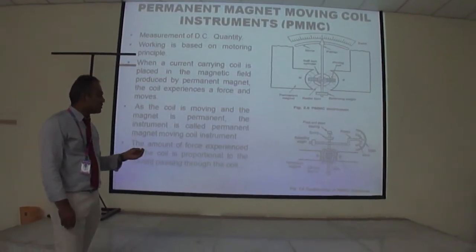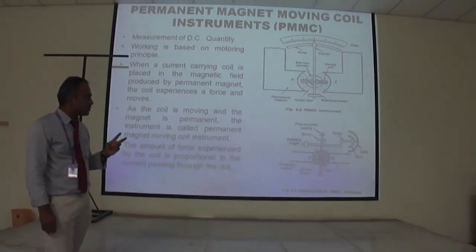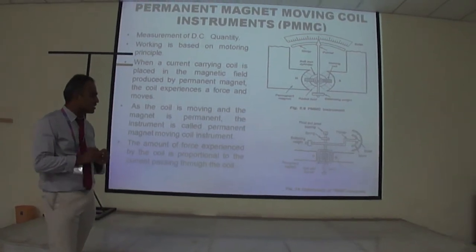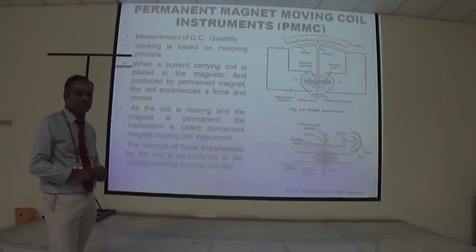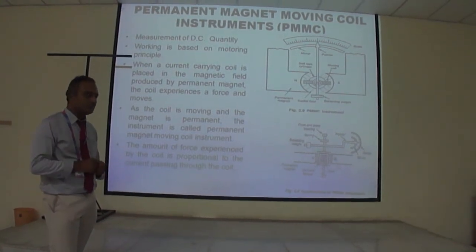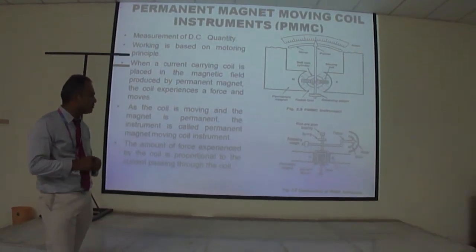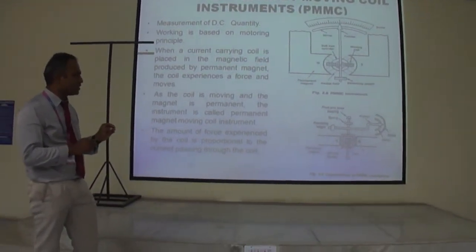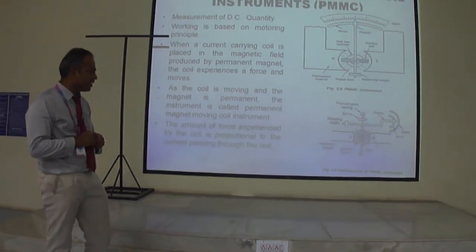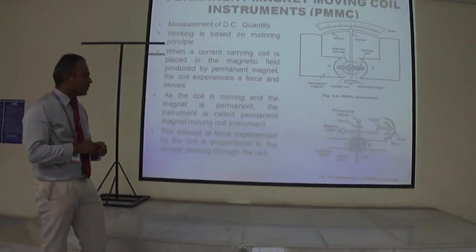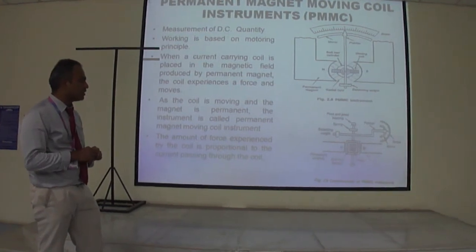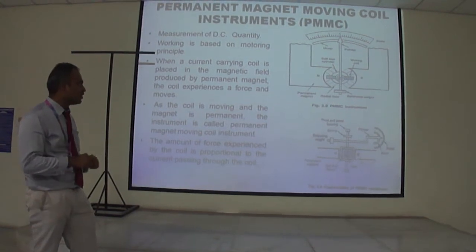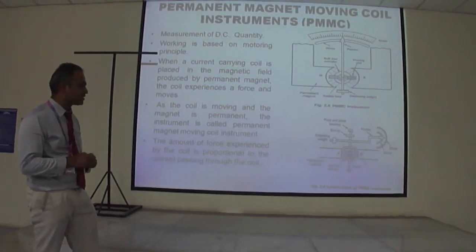You can see the shapes of the moving coil. You can categorize the shapes into two: one is the circular shape, the second one is the rectangular shape. In the diagram, the rectangular shape of the moving coil has been shown, suspended in the radial magnetic field. Over the moving coil, you can see that the aluminum former is covered. The moving coil is covered with the aluminum former to provide the necessary damping.